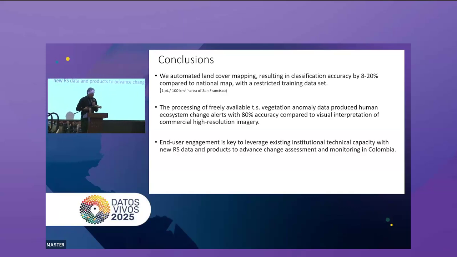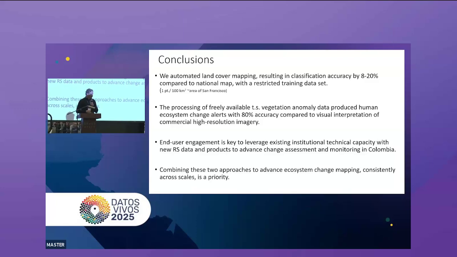We consider that it's very important to engage in all the phases of the project with technicians, in this case of the National System Protected Areas, and the feedback was very valuable to improve our products. And finally, I established as a priority the need to combine these two approaches in order to produce an assessment of ecosystem mapping and change consistently across scales.